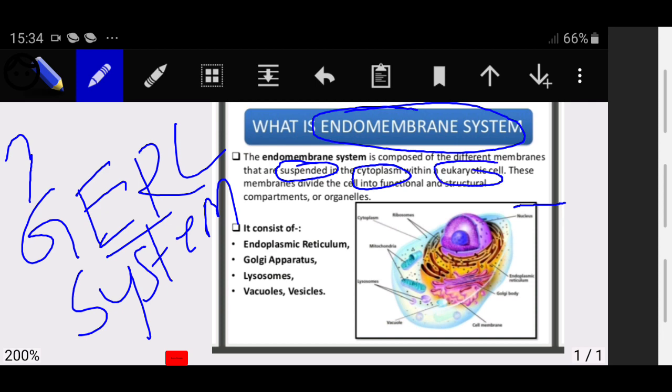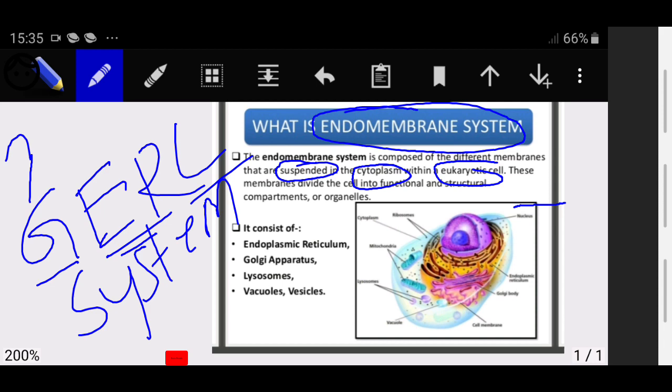Within the eukaryotic cell, already I told you that in prokaryotic cells there is no well defined nucleus, right? Here the remaining organelles are present in the cytoplasm only. But in the eukaryotic cell, we observe this system very well. These membranes divide the cell into functional and structural compartments. Golgi complex has a membrane, and endoplasmic reticulum and lysosomes also have membranes. These play a major role in function and structure.